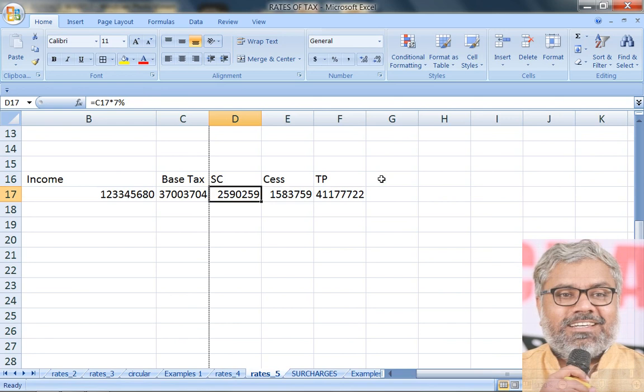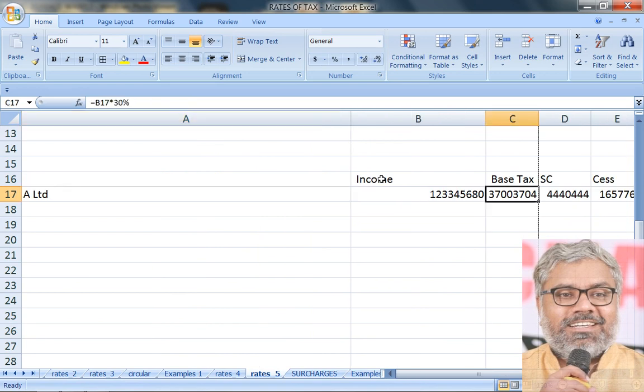Then is surcharge applicable in this case or not? The answer is yes, but at what rate? Not 7%. The applicable surcharge rate is 12%. Why? Since the income of the company is more than 10 crores. So 12% surcharge is applicable. 4% cess is common. Then the total tax payable is 4 crores 31 lakhs 1910. That is the tax payable in this case.